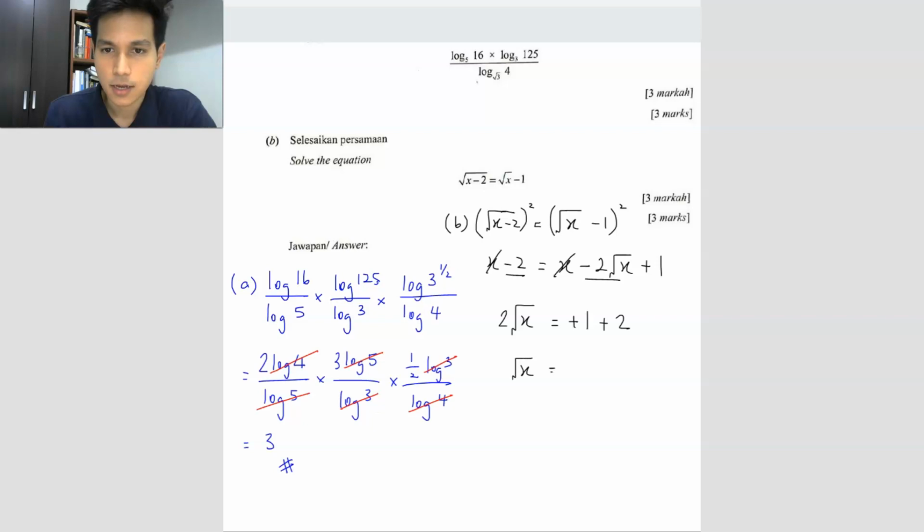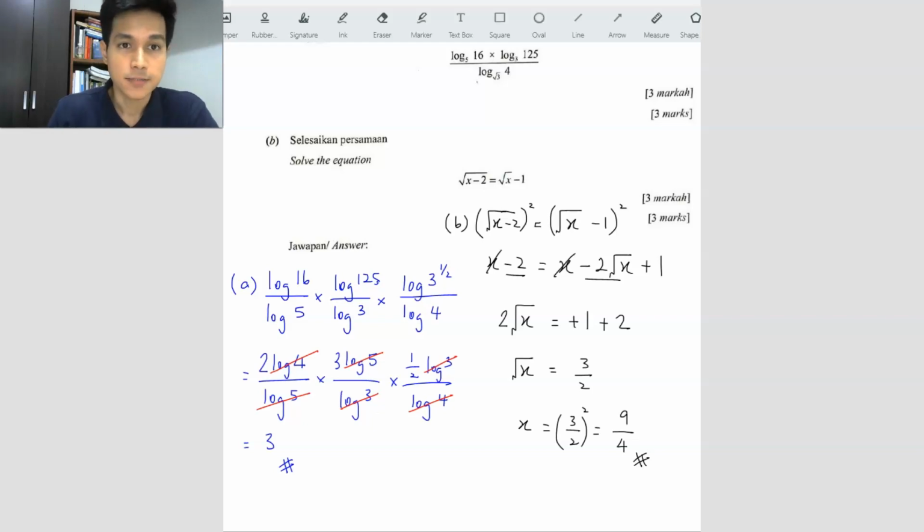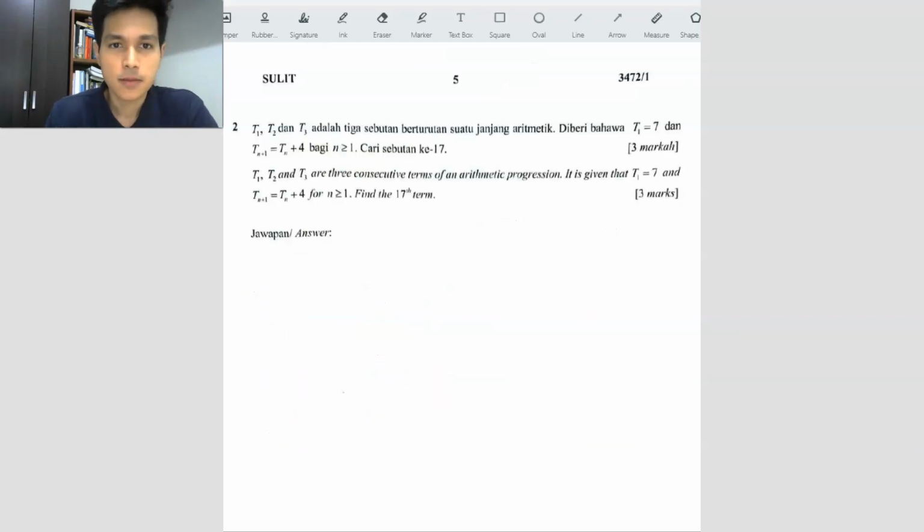In the end, you get x equals 3 over 2 squared, which is 9 over 4. Okay, so this is your answer. Right, next. T1, T2, T3 are 3 consecutive terms of an arithmetic progression.